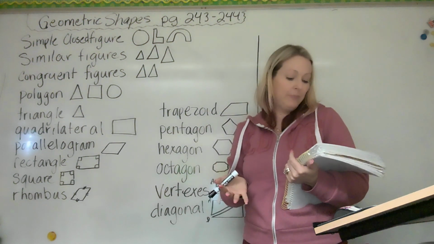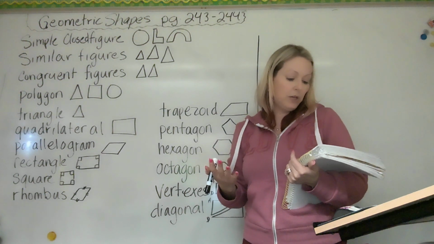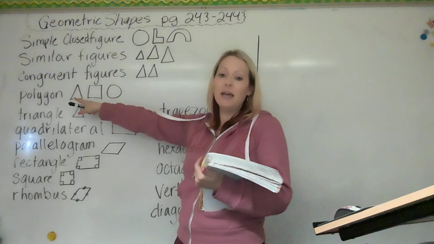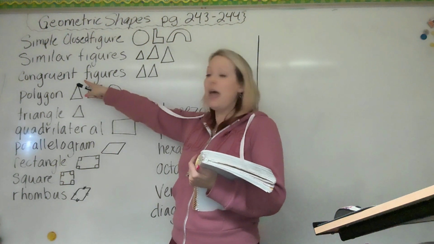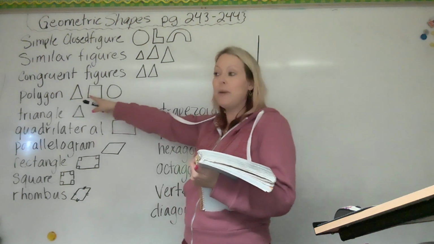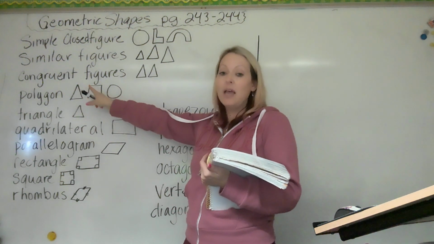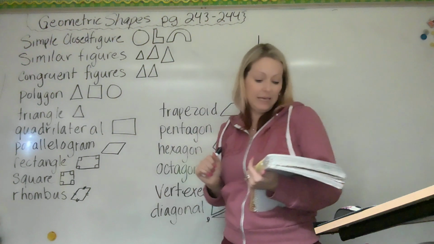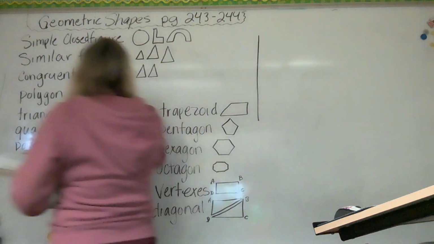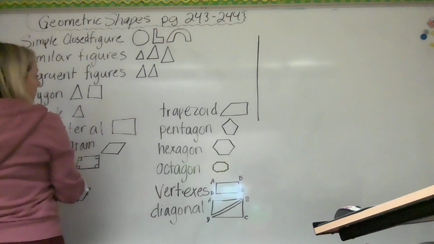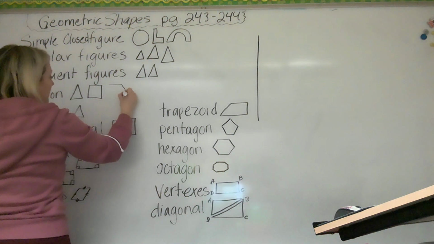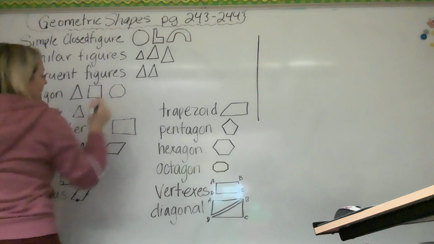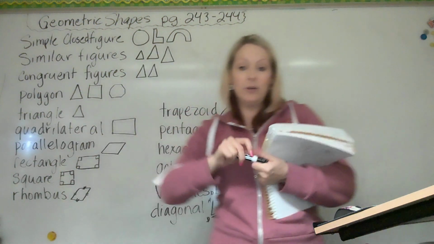Then we have a polygon. A polygon is a simple closed figure made up of line segments. Okay, so what that means is it has to have a beginning and an end. Remember, we learned yesterday about line segment. It has an end point and it has a starting point. So these are all beginning and end. This one should be more of an octagon for you. I'm not that great at drawing these, so bear with me, okay? So they have all those points, okay?